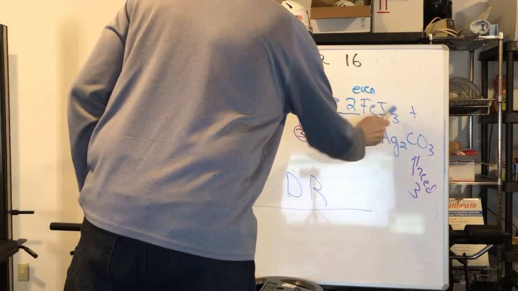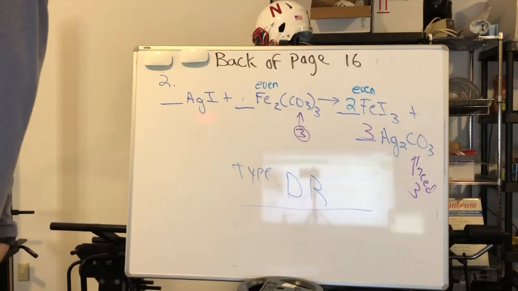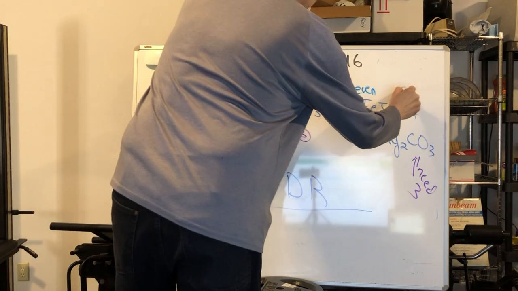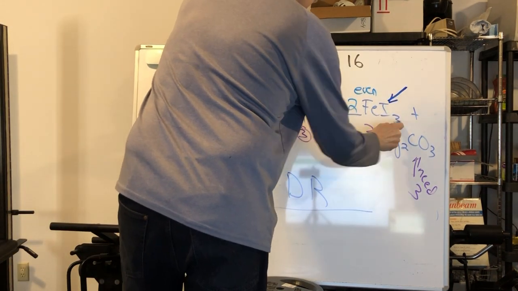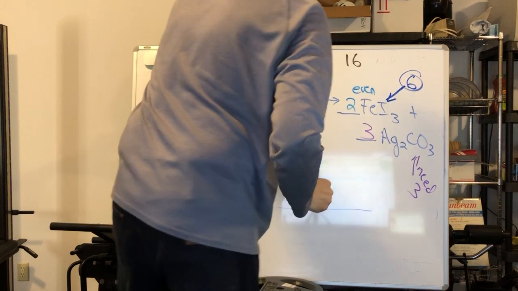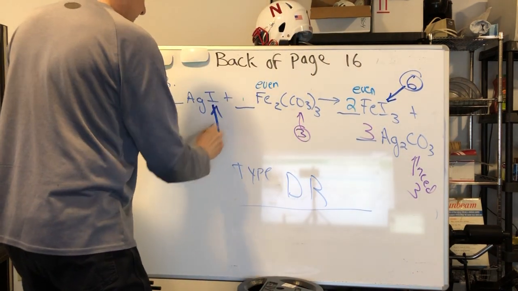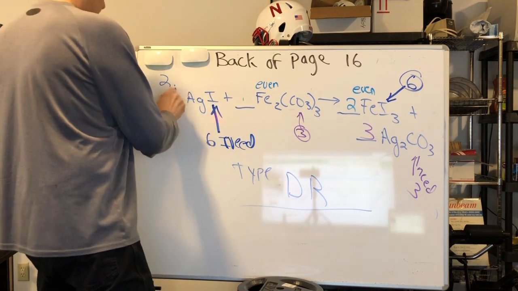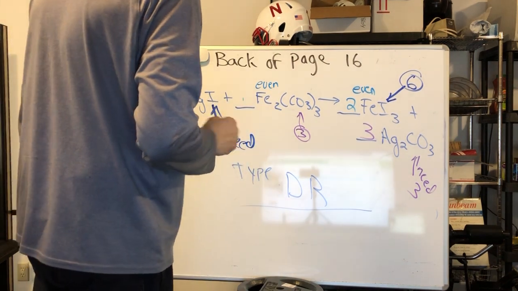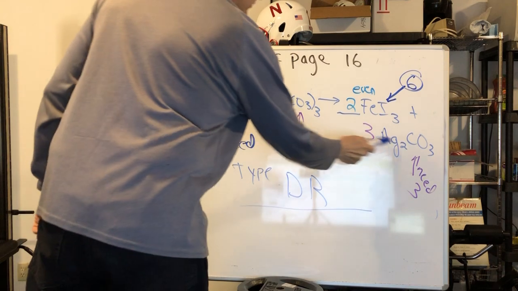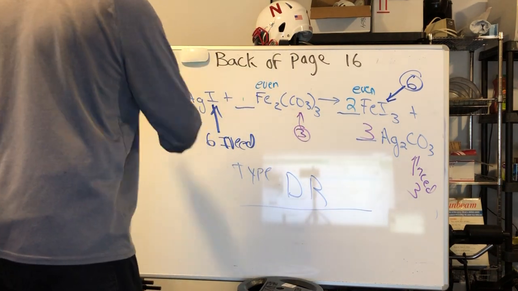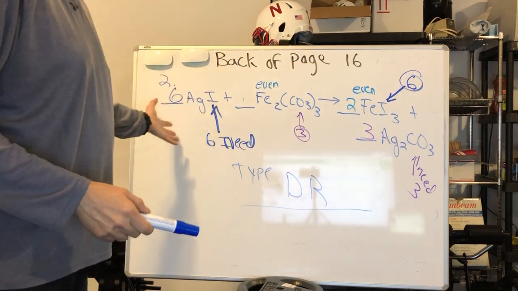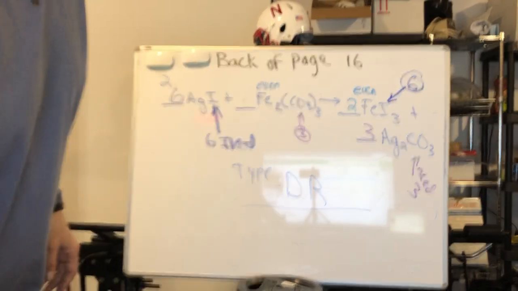I've got 2 times 3 is 6 I here, so I'm going to do my I count, and I've got 2 times 3, so I've got 6 I there, and I know I need 6 I here. That's what I need, so I'm going to put 6 here, and that takes care of it because I got 3 times 2 for 6 for silver, and I was the last player standing, and number 2 is balanced.